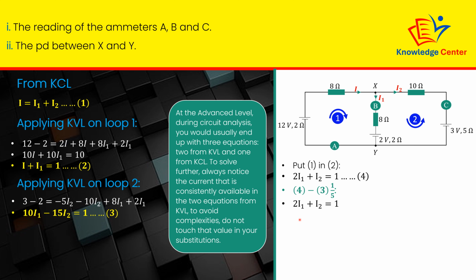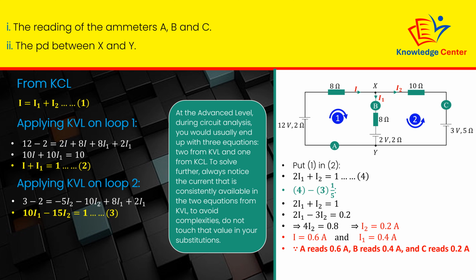You understand that? So this is my equation 4. This is my equation 3 now divided by 5. Because 10 divided by 5 gives me 2, 15 divided by 5 gives me 3, 1 divided by 5 gives me 0.2. Yes, you can do that. If I subtract that, this guy disappears, and then I'll have 4I2 here, and then I'll have 0.8 here. So my I2 is basically 0.2 amperes. Very easy, right? So you take this 0.2 amperes and put it in any one of the equations, and then you get the other values of I, 0.6 and 0.4 amperes.